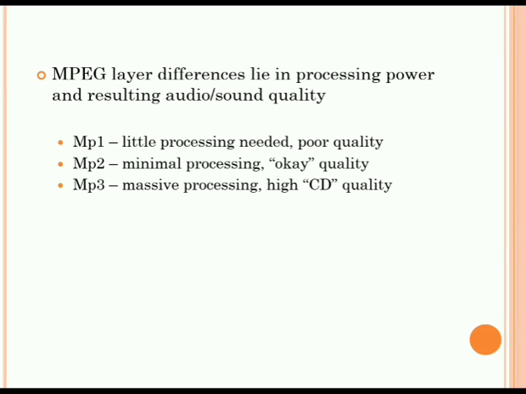Now let us see the differences in the three MPEG standards: MP1, MP2 and MP3. MPEG layer differences lie in processing power and resulting audio sound quality. In MP1, little processing is needed and it gives poor quality. In MP2, minimum processing is needed and it has okay quality, meaning better than poor. In MP3, massive processing is needed and high audio quality is present.